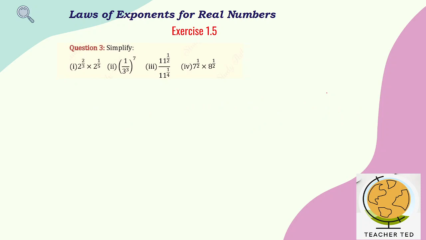Question number 3, you need to simplify this. To simplify this, you need to have knowledge of laws of exponents. Here the bases are the same for the first problem and the powers are different. You need to add the powers. Since the bases are the same, I can take one base. So in the power, you need to add 2 by 3 plus 1 by 5. If you take the LCM, it will give 2 to the power of 13 by 15. So this is the answer.